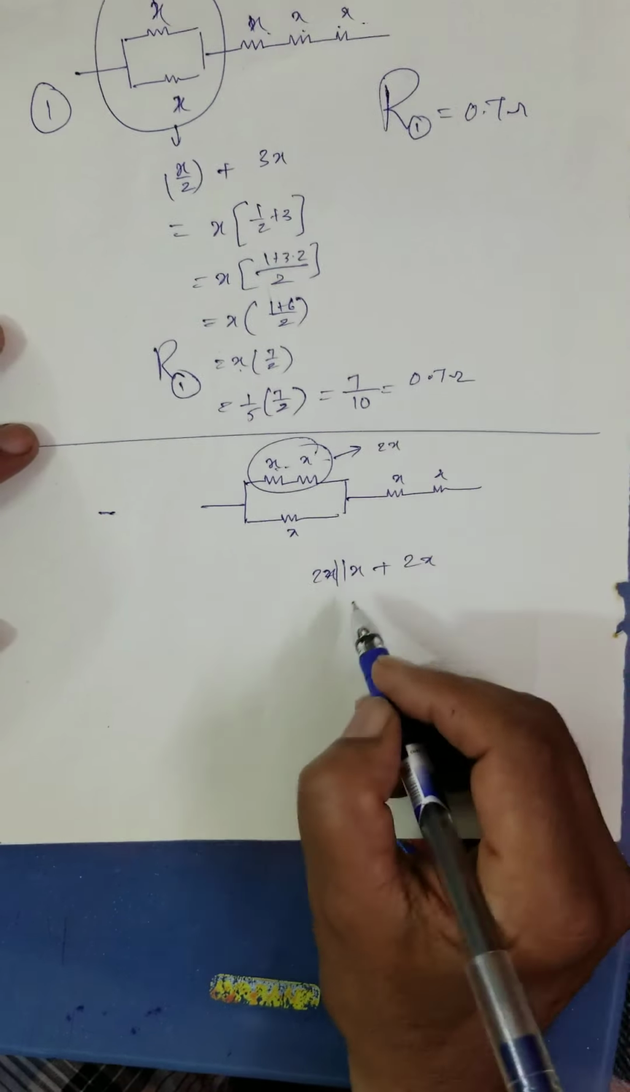For resistance, the unit is ohm. Resistance is what? V by I. Or how to define 1 ohm? 1 ohm is 1 volt by 1 ampere. When 1 ampere of current flows through the conductor, which is maintained at a potential difference of 1 volt, then the resistance of the conductor is said to be 1 ohm.